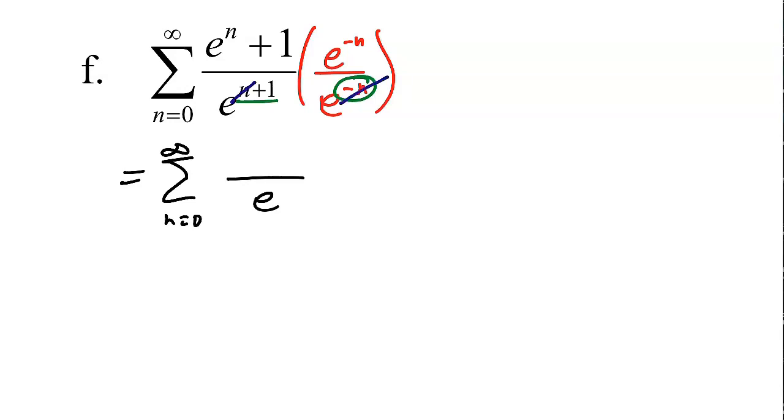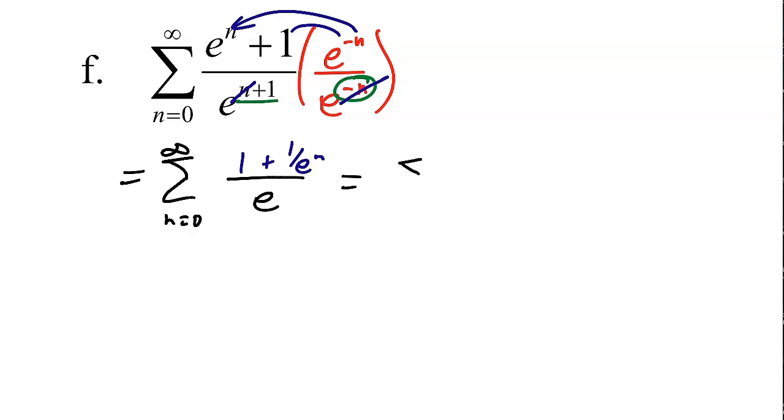Because negative n and positive n makes 0, so that is just e to the first. Now with these terms, n minus n will make e to the 0, which is 1, and then multiply e to the negative n by 1, so plus e to the negative n, which is 1 over e to the n.